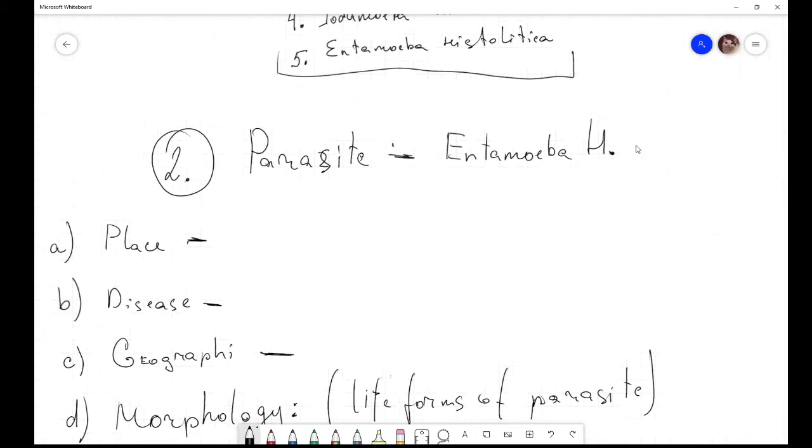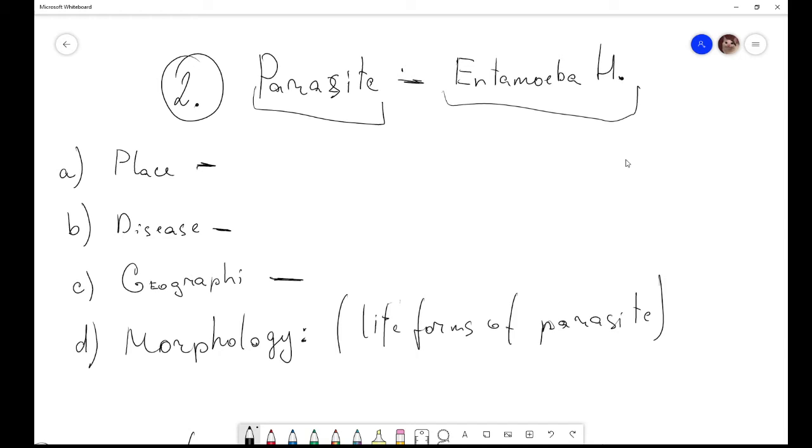We learn a parasite. We must know a name of this parasite. The name of this parasite is Entamoeba histolytica. And you must know main characteristics of the parasite. There are, first, the place: the place of the human body, inside the human body or outside the human body, where we can find this parasite. It is a common parasite in the large intestines of humans.